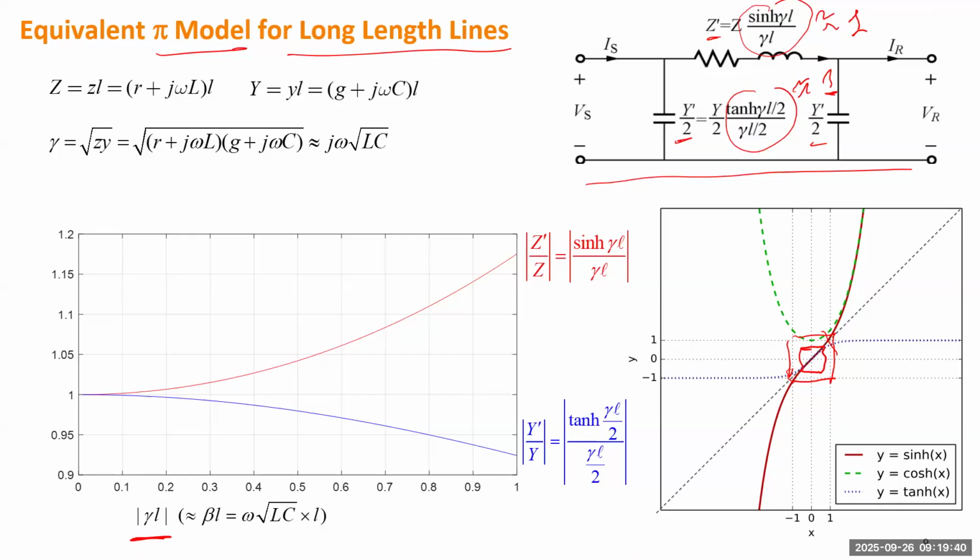So this plot is updated. If you are looking at the handout for this plot, in that plot I drew the ratio of z to z prime, and y to y prime. But here I made some correction, because we want to see the ratio of z prime to z and y prime to y. The conclusion will be the same. This is the first factor. This is the second factor, to correct the series impedance and shunt admittance.